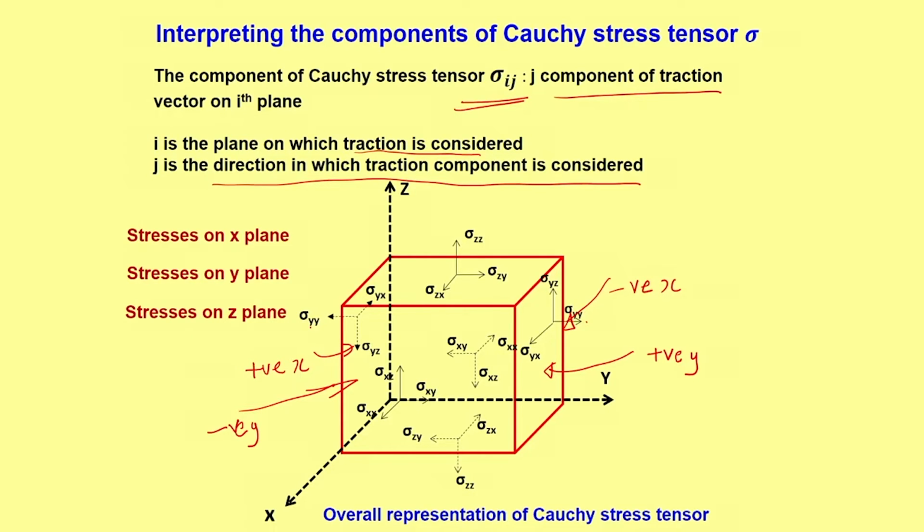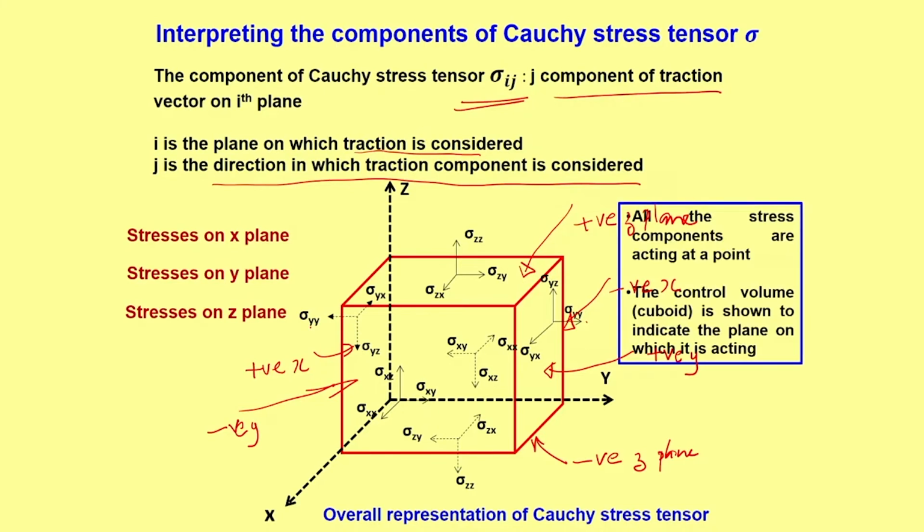Then we have stresses acting on the z plane. What are the stresses acting on the z plane, and which are the z planes? This is the positive z plane and this is the negative z plane, and the stresses acting are sigma zz, sigma zx, sigma zy. Similarly, here also you have sigma zz, sigma zx and sigma zy. So, these are the representation of the components of Cauchy stress on a given control volume.